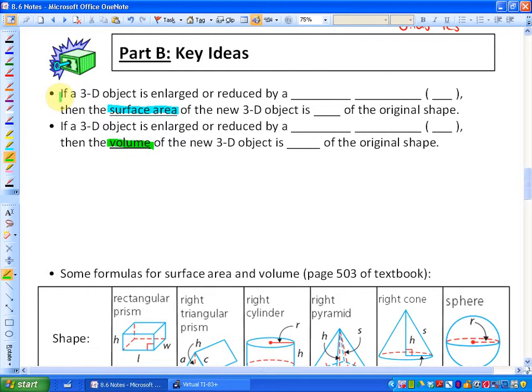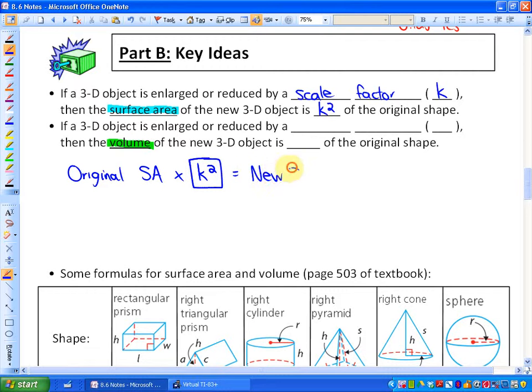Here's the relationship. If a three-dimensional object is enlarged or reduced by a scale factor, and we're going to call the scale factor the letter k, then the surface area of the new 3D object is k squared times the original shape. In other words, this may be helpful to write down as well: the original surface area times the scale factor squared is equal to the new surface area. So that's the relationship between scale factor and surface area.